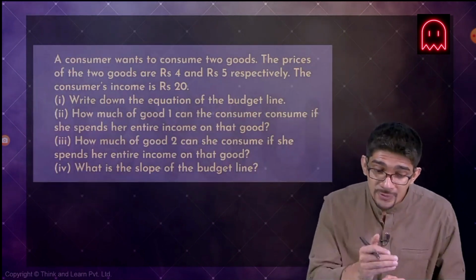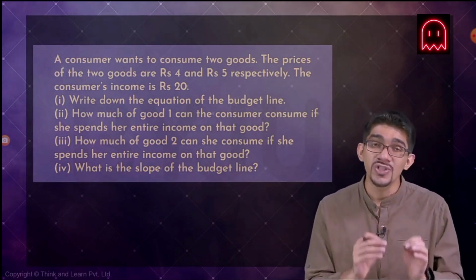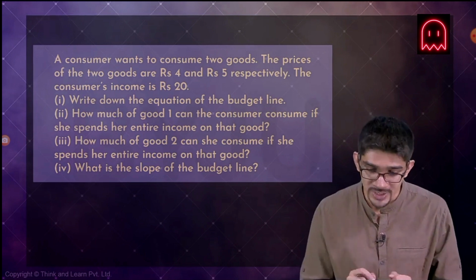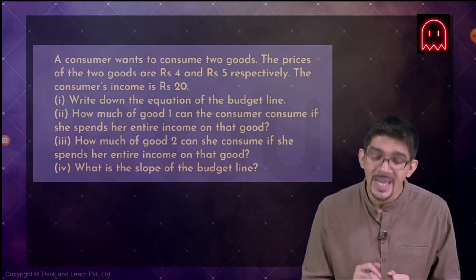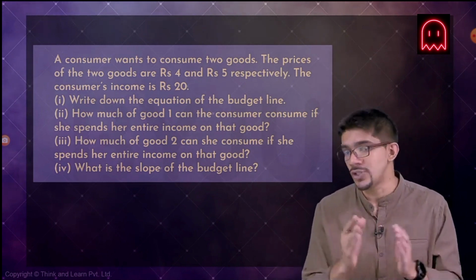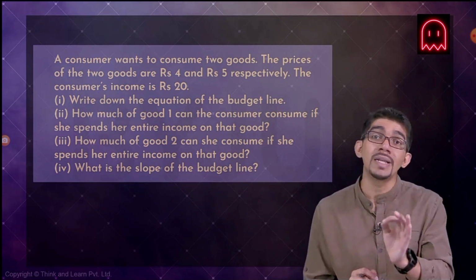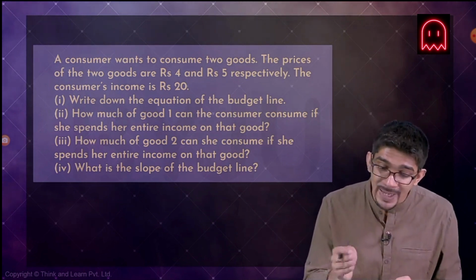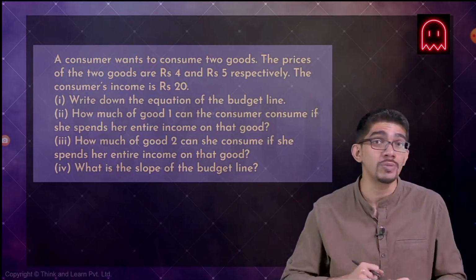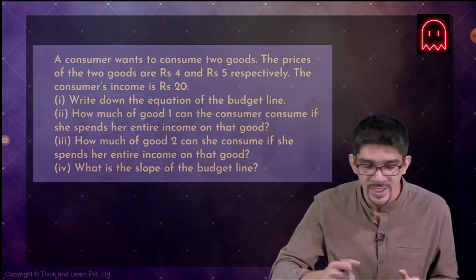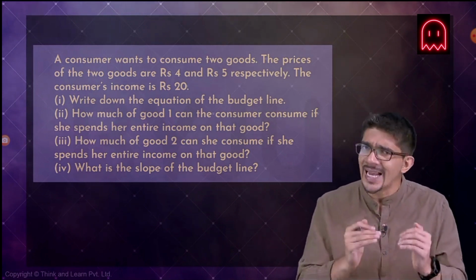Now, the first 4 questions are very similar in nature. The first question is, a consumer wants to consume 2 goods. The price of the 2 goods are rupees 4 and rupees 5 respectively, and the consumer's income is rupees 20. Write down the equation of the budget line. How much of good 1 can the consumer consume if she spends her entire income on that good, and how much of good 2 can she consume if she spends her entire income on that good? And the final part of the question is, what is the slope of the budget line? So let's answer these questions now.